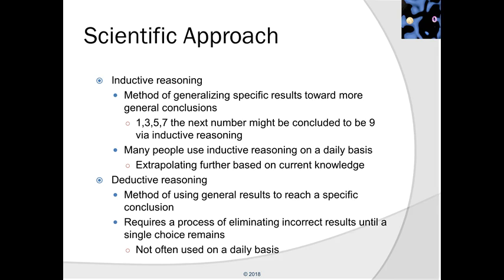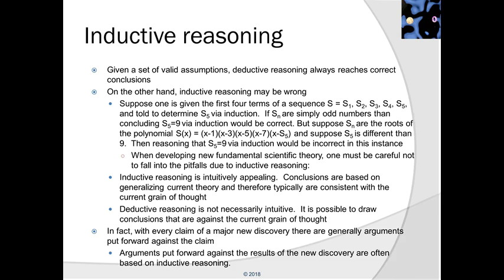Deductive reasoning, on the other hand, is a method of using general results to reach a specific conclusion. This requires a process of eliminating incorrect results until a single choice remains. It is not often used on a daily basis. Given a set of valid assumptions, deductive reasoning always reaches correct conclusions. On the other hand, inductive reasoning may be wrong.